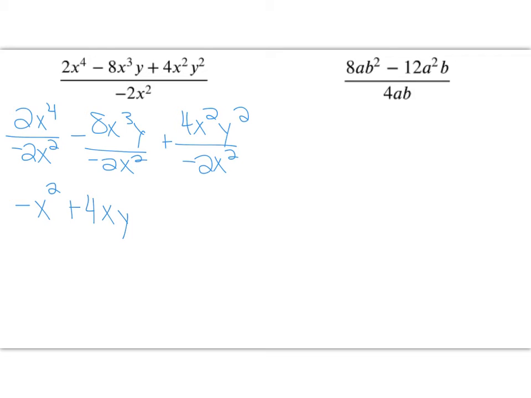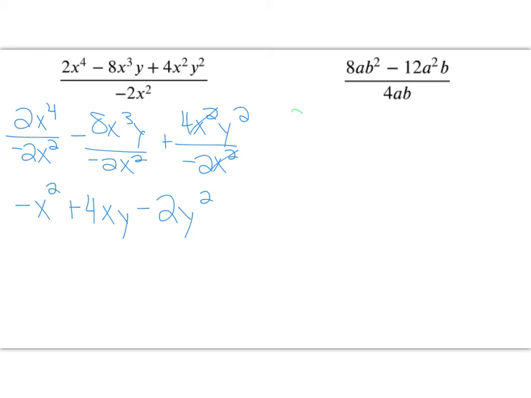Then the last term, I have a positive 4 divided by a negative 2. So that's going to be negative 2. Then x squared over x squared, that will simplify to 1. That will cancel. And the y squared doesn't have anything to simplify with, so it is left. So when I divided that first big polynomial by negative 2x squared, I am left with negative x squared plus 4xy minus 2y squared. Now I have 8ab squared minus 12a squared b, all divided by 4ab.